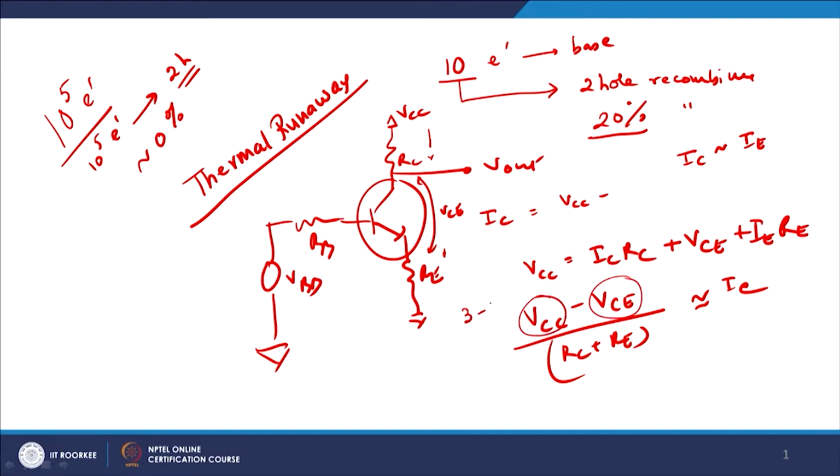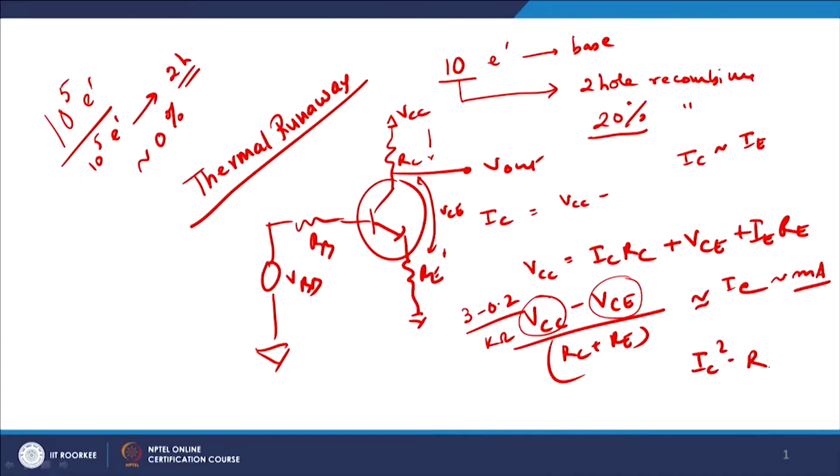So, (3 minus 0.2) divided by a few kilo ohms. So, this will be of the order of a few milliamps of current. Now, what happens is that this IC squared into RC will result in power dissipation across this resistance. So, there will be power dissipation, right.